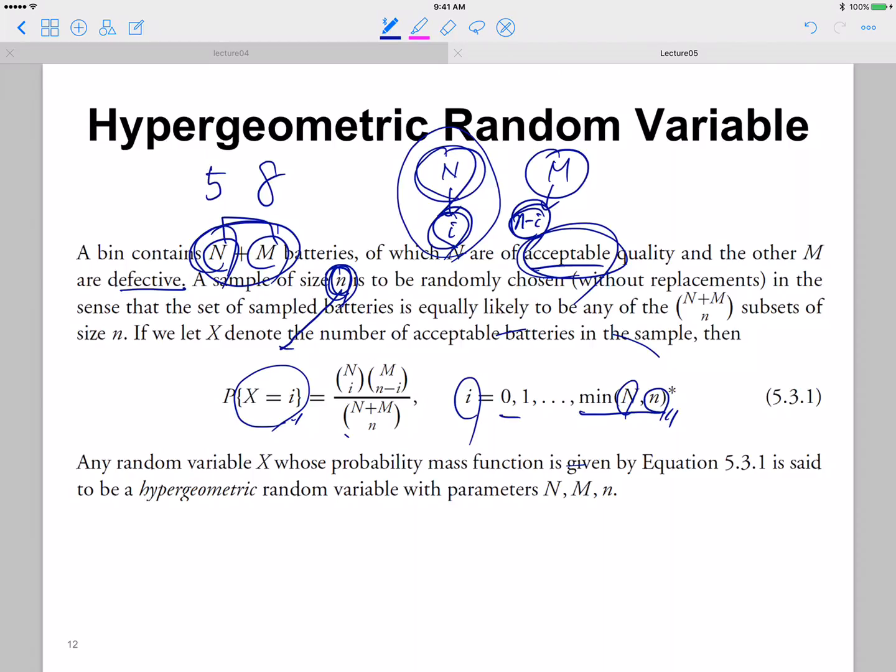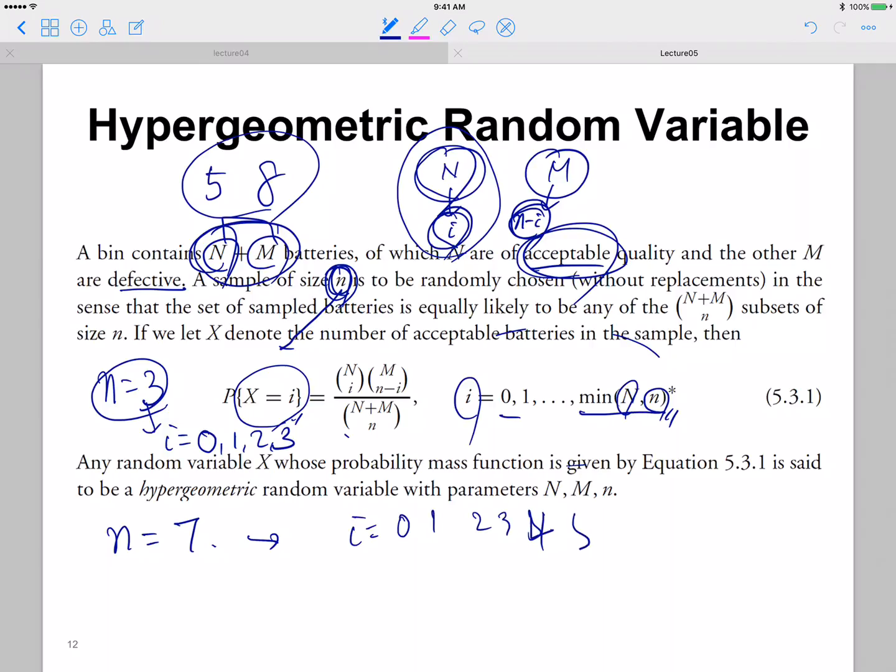So for example, suppose n was 3. So in this case, what is the possible value of I? It will be 0, 1, 2, 3. But what about n being 7? In this case, we are selecting 7 batteries out of 13 batteries in total. In this case, this I can be 0, 1, 2, 3, 4, 5, which means we can pick up to 5 acceptable batteries, because that is the total number of acceptable batteries. So that's what this means.